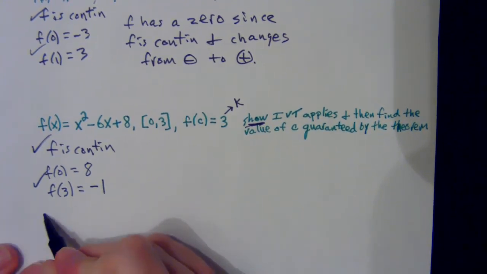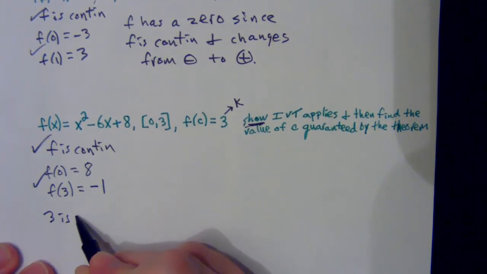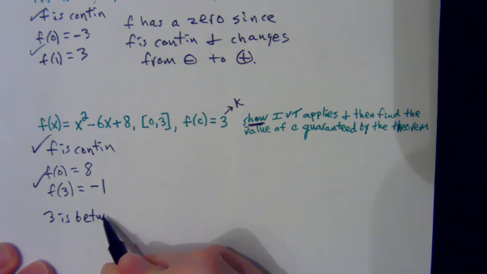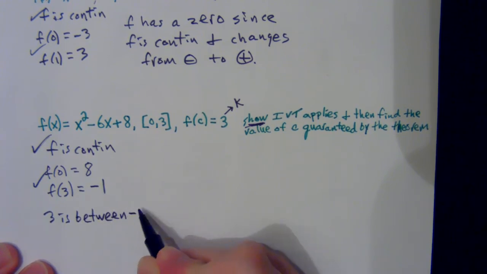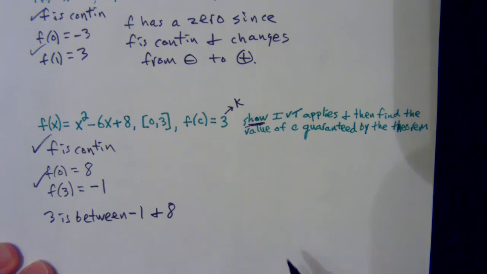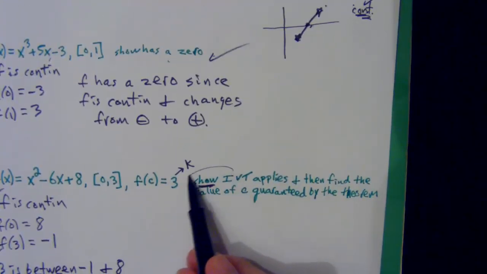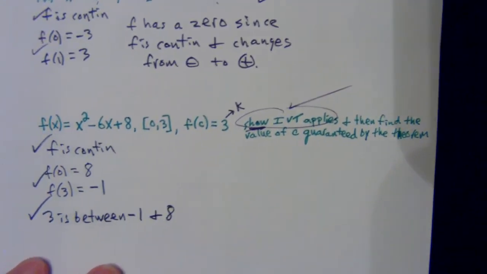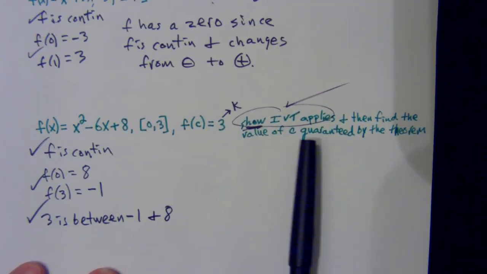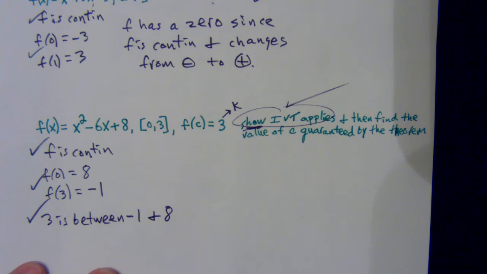So I'm just going to simply write down 3 is between negative 1 and 8. So boom, 3 stipulations, 3 check marks. That's this first part showing that the IVT applies. And then once the IVT applies, we're going to find the value of c guaranteed by the theorem.